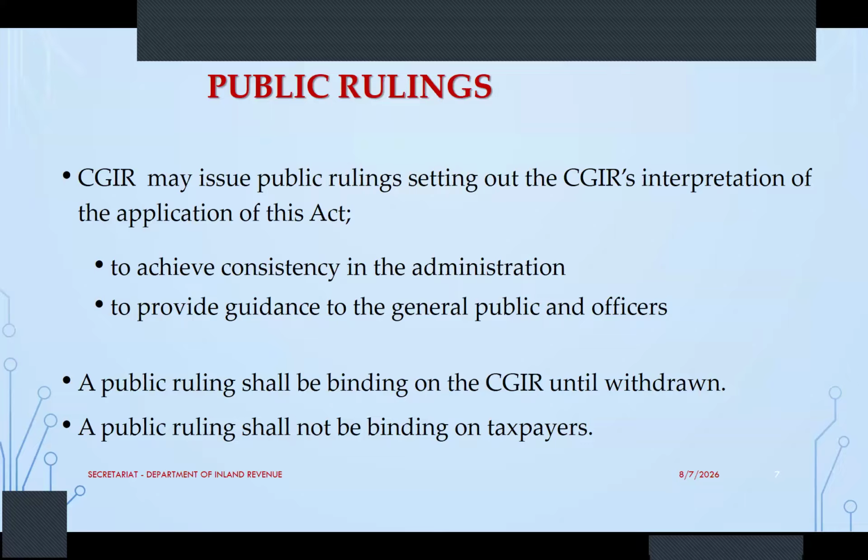That means if there is a provision and it is not clear, then the Commissioner General can explain the Commissioner General's interpretation of that section. So it is binding on the Commissioner General because she is issuing the ruling. It is not binding on taxpayers. So they can act in a different way, but if there is revenue leakage because of that interpretation, it should be borne by the taxpayer.